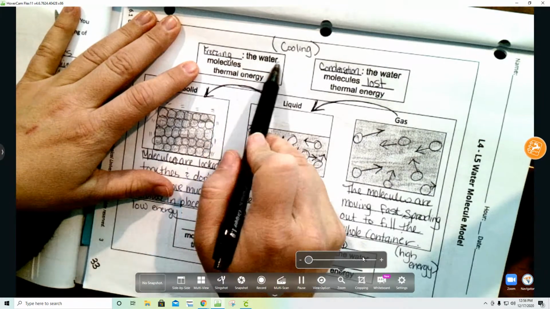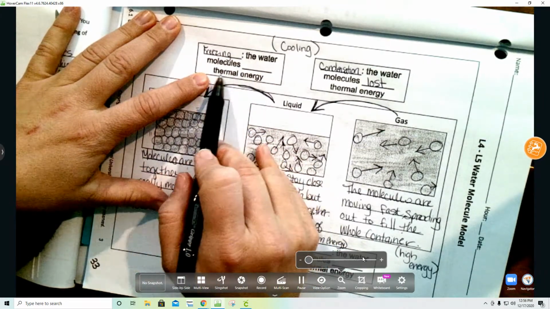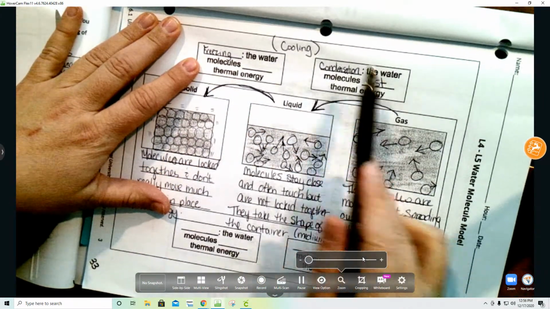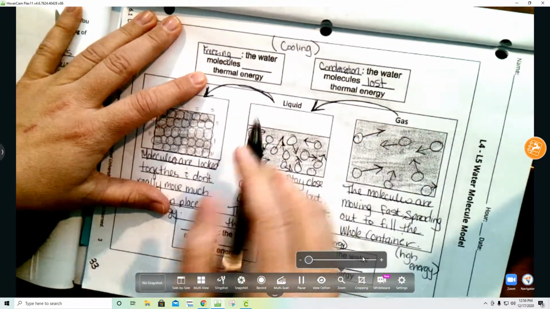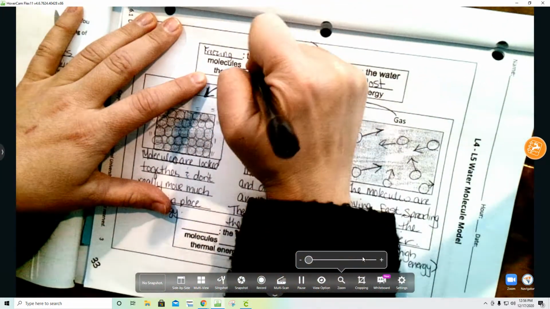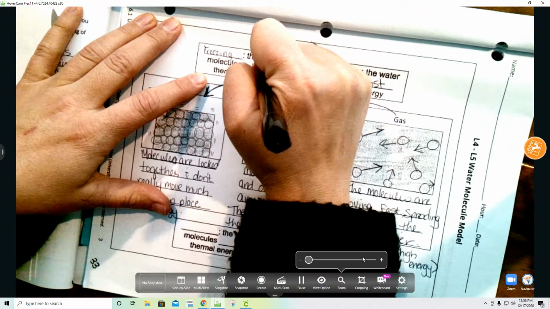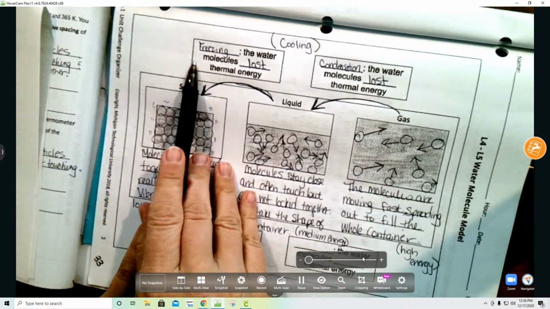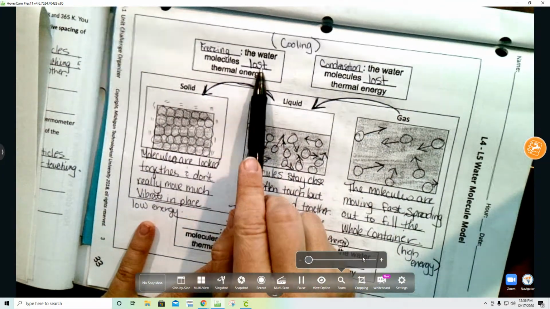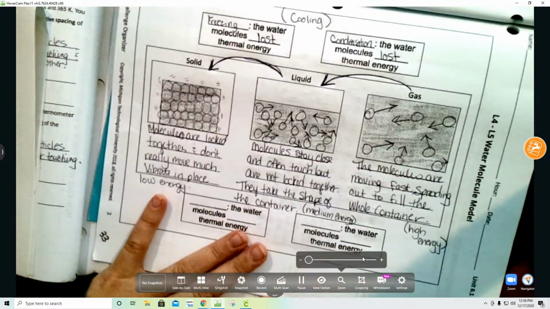Okay, the water molecules lost thermal energy. Notice condensation and freezing: those explanations of what's happening are very similar, because we are in a cooling phase change. Cooling phase changes are condensation and freezing. The water molecules lost thermal energy.